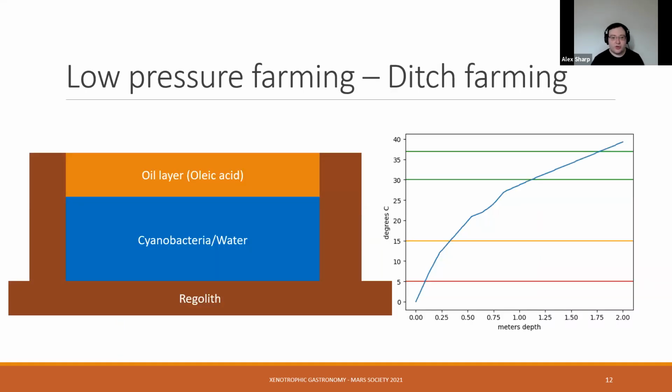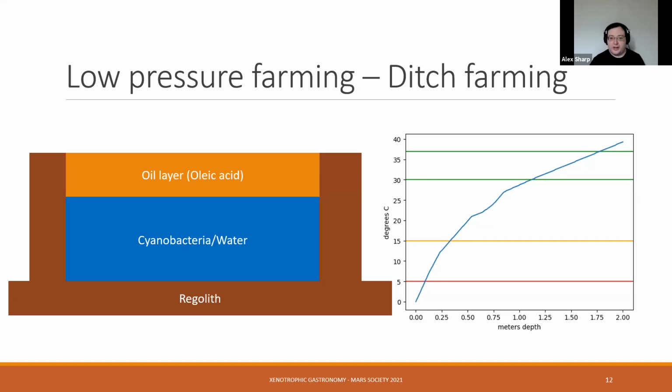And on a somewhat related note, this was something new in our paper. So I'll have a link to the paper at the end here. It's called ditch farming. And the idea is that rather than using, for example, a 3D printed frame to go and grow your cyanobacteria, you're growing it in water, and then you cover that water in an organic oil layer. And the weight of that oil layer presses down on the water, and so it increases its boiling point such that you can now sustain life.